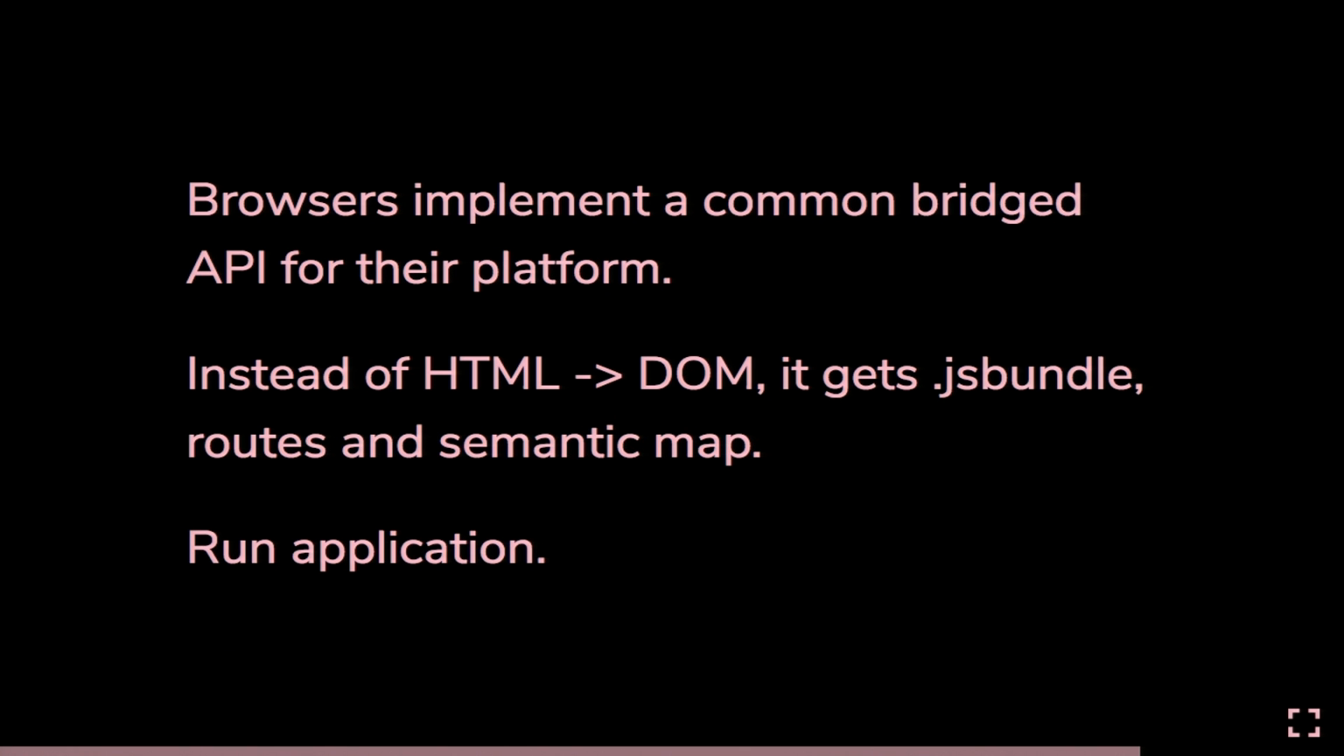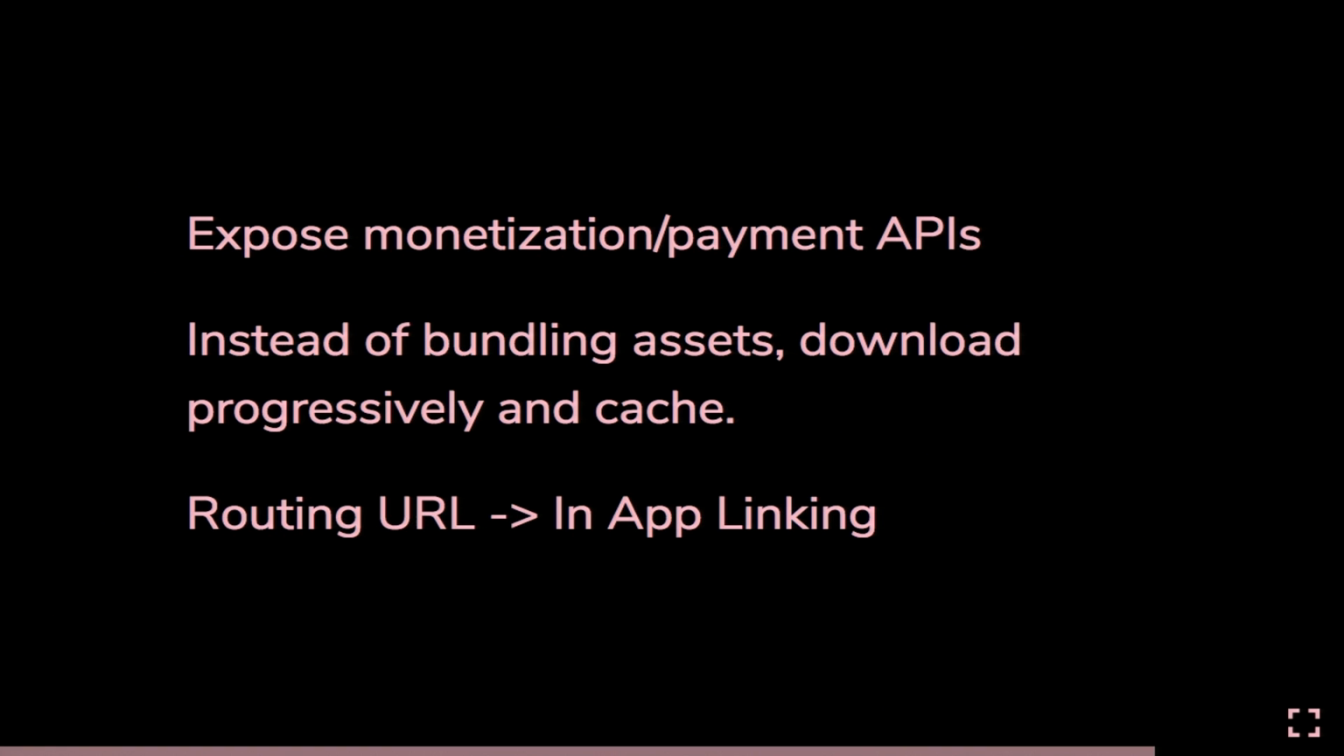Instead of getting the HTML, running it to the DOM, you get a JS bundle, routes, and a semantic map. Right, so that you have an idea how to get around this as if it was a website. You have search metadata that you can use, not just for that, but for accessibility too, things like screen readers. And then you just run the app, right?